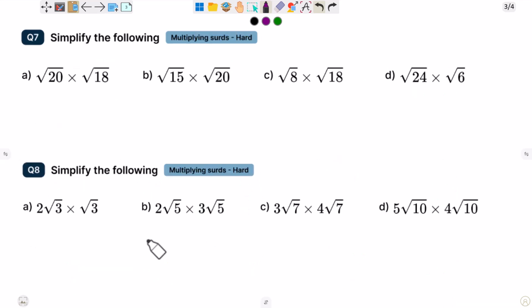Now, we go to the next question, question 7. Now, I want you to pay close attention to the way we'll look at this, okay? So, now let's take a look at this. Root 20.